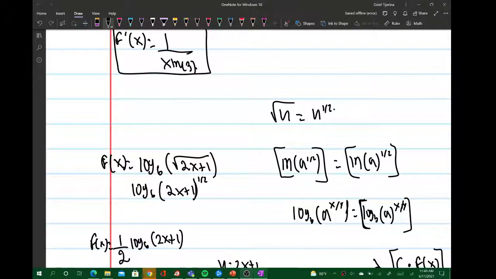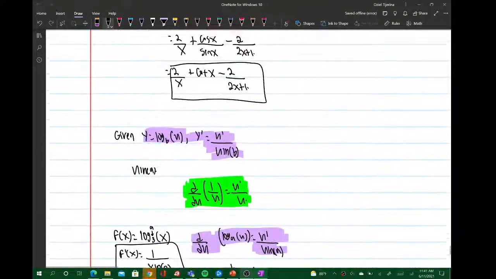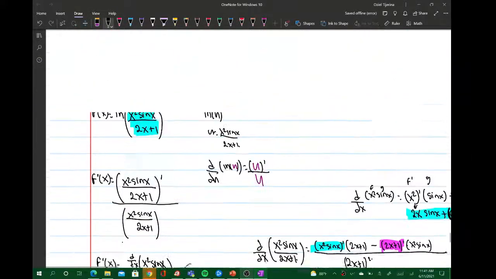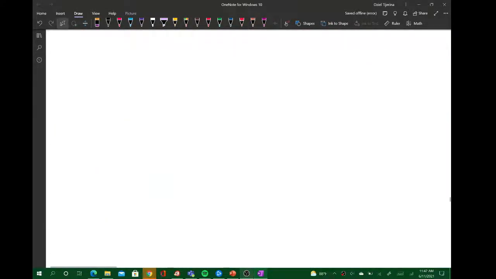So let's see. Hold on. I'm trying to look for more problems. I'm not sure if I went over the power function ones. In reality, I don't remember. Give me 1 second. Okay, so I did not go over derivatives of power functions.